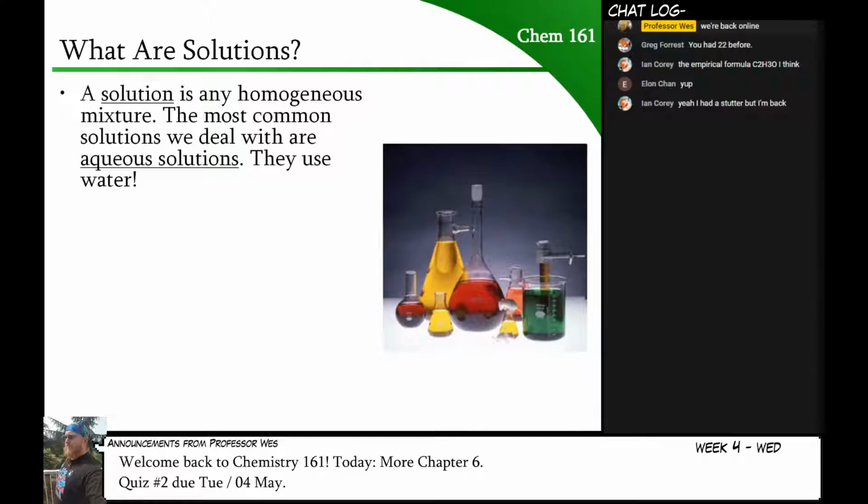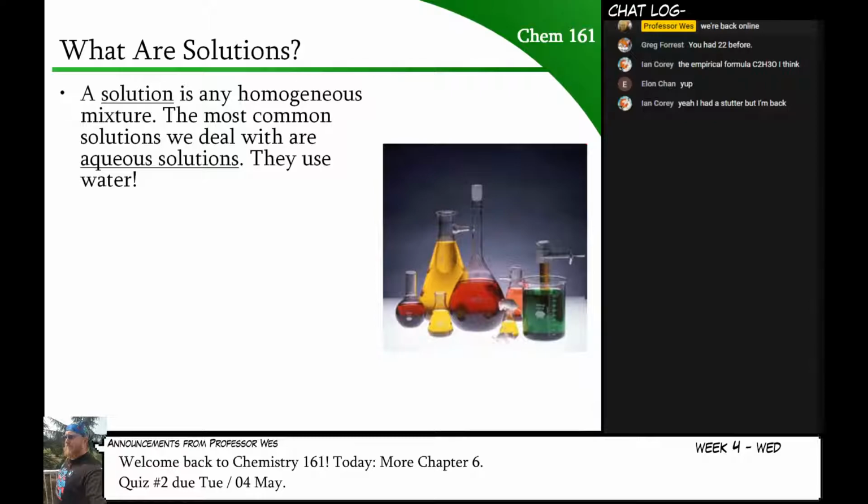So, in order to understand molarity, we need to talk about what a solution is. A solution is any homogeneous mixture containing a solvent and a solute, or maybe even multiple solutes if you so choose.